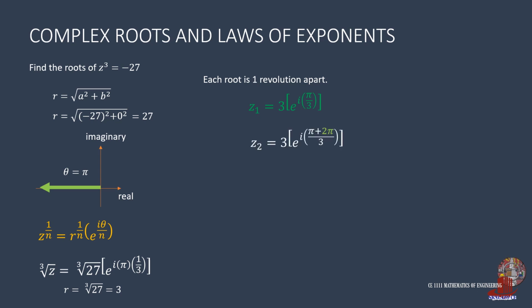The second root is 3e raised to i times pi plus 2 pi upon 3, which makes 3e raised to i times 3 pi over 3. This is reduced to 3e raised to i times pi. The third root is 3e raised to i times the original argument of pi plus 2 revolutions or 4 pi. Then multiply the root, which is 1/3. z3 is then 3e raised to i times 5 pi over 3.